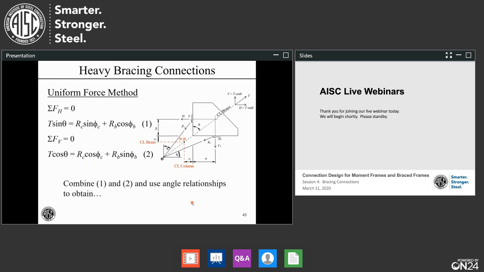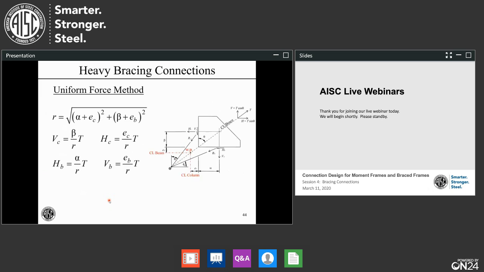Just a very quick look at the derivation. The complete derivation is in Design Guide 29, one of the appendices, forgot which. You can take the gusset plate, sum the forces in the x direction, and you get this equation, 1. Sum the forces in the vertical direction, you get this equation, number 2. Just simple equations. You combine these two, use some angle relations, and what you get from that is very, very simple. You get this.